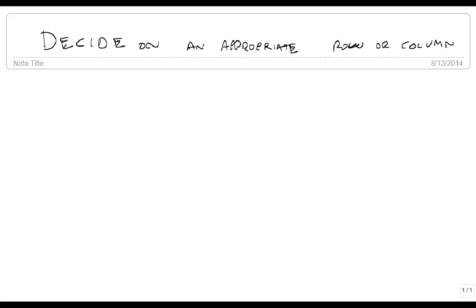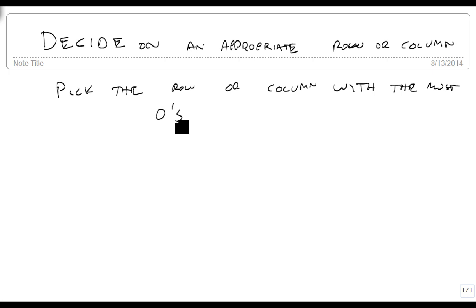So, my first rule is to pick the row or column with the most zeros. Whichever row or column has the most zeros, that's the row you want. If you have multiple rows with the same amount of zeros, then the second rule kicks in. So if you only have one row with 2 zeros, you're good.